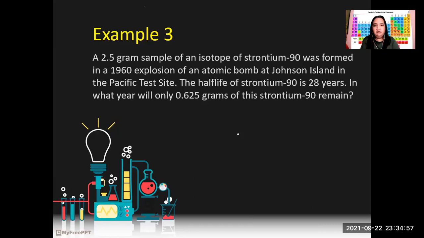So for number 3, we have this one. A 2.5 gram sample of an isotope of strontium-90 was formed in a 1960 explosion of an atomic bomb at Johnson Island in the Pacific test site. The half-life of strontium-90 is 28 years. And what are we looking for? In what year will only 0.625 grams of this strontium-90 remain? So let's get the different values that we see in the problem. The 2.5 gram sample will be our AO.